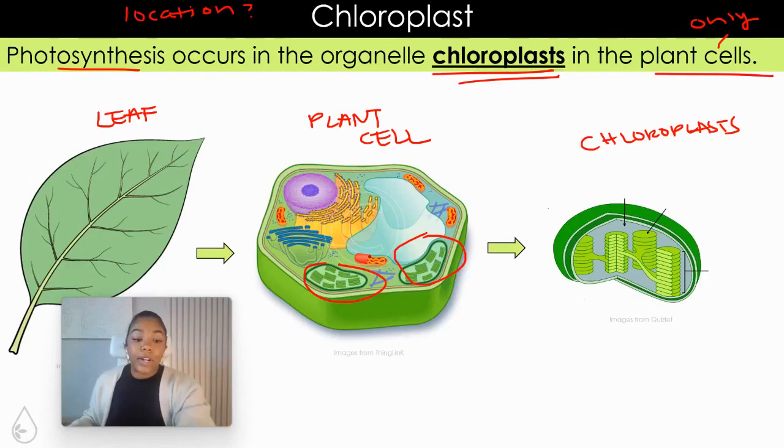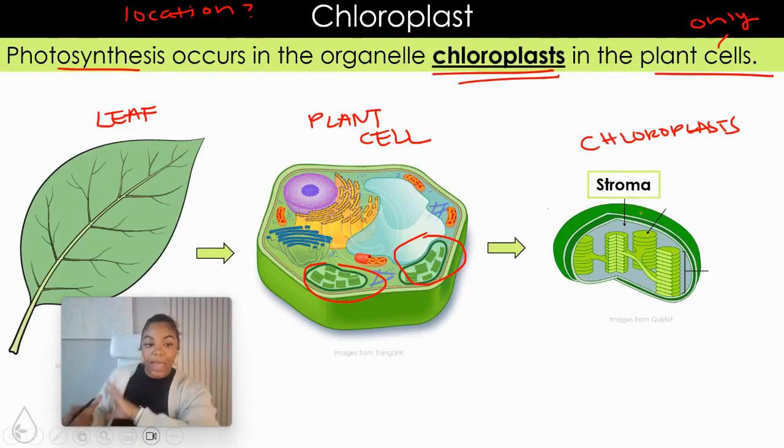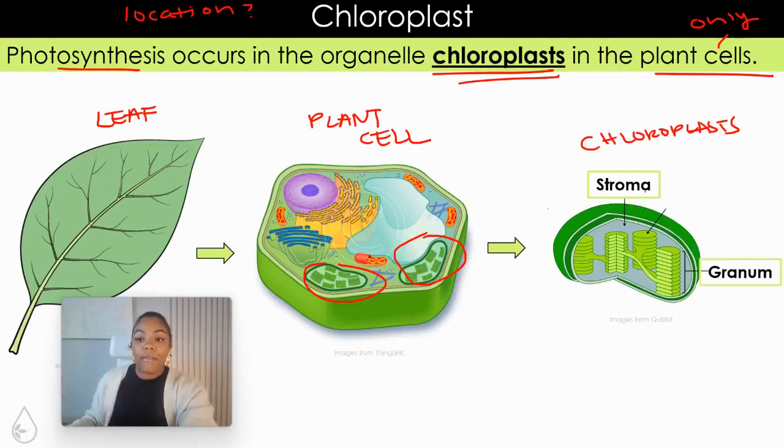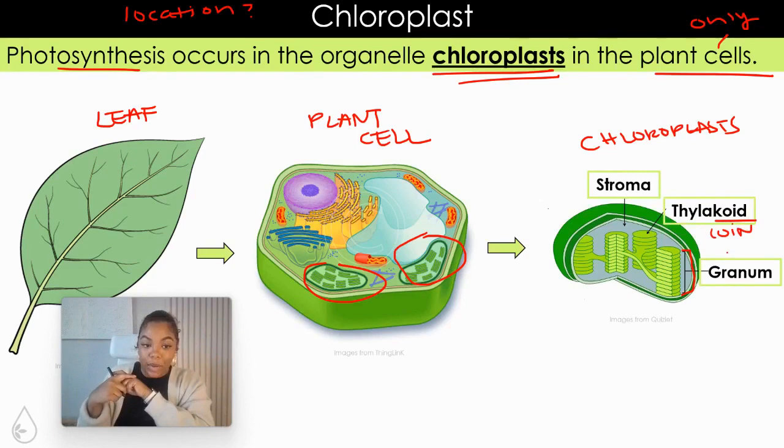Now, in the chloroplast, there are 3 parts to it. One is a stroma. It's kind of like that open space, which has the kind of like liquid jelly-like substance. We have granum, which looks like the whole stack of coins or cookies. One of them is called a thylakoid, or you can think like thylacoin, right? Because one coin represents a thylakoid.